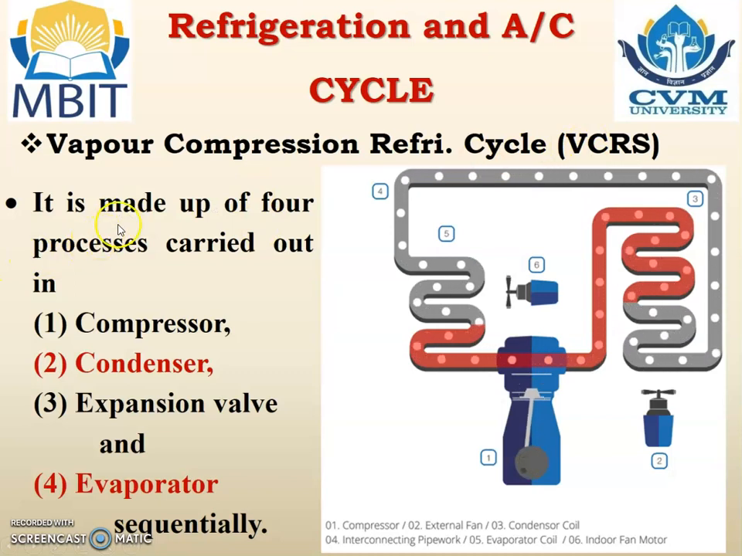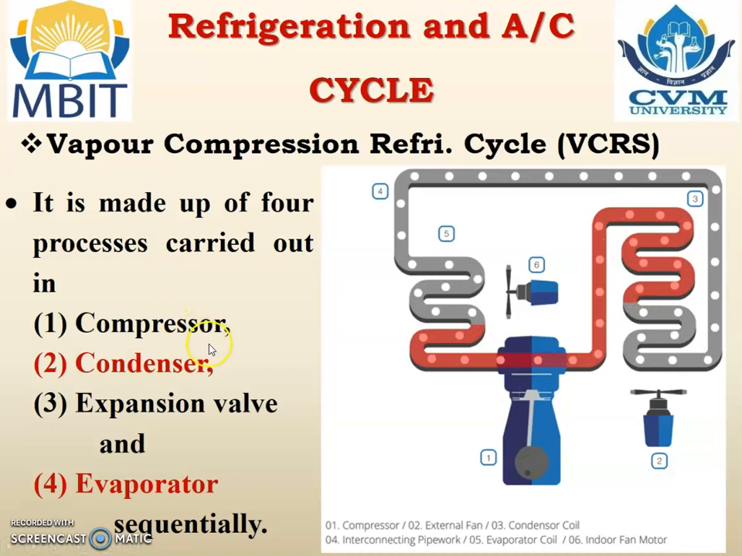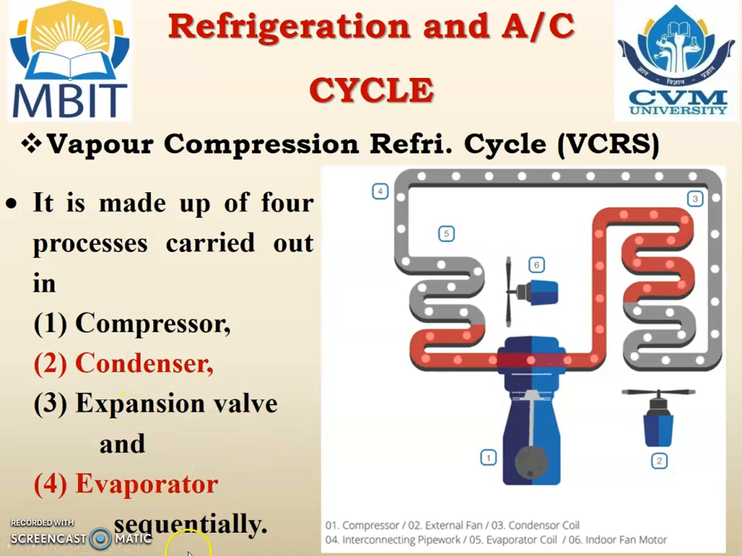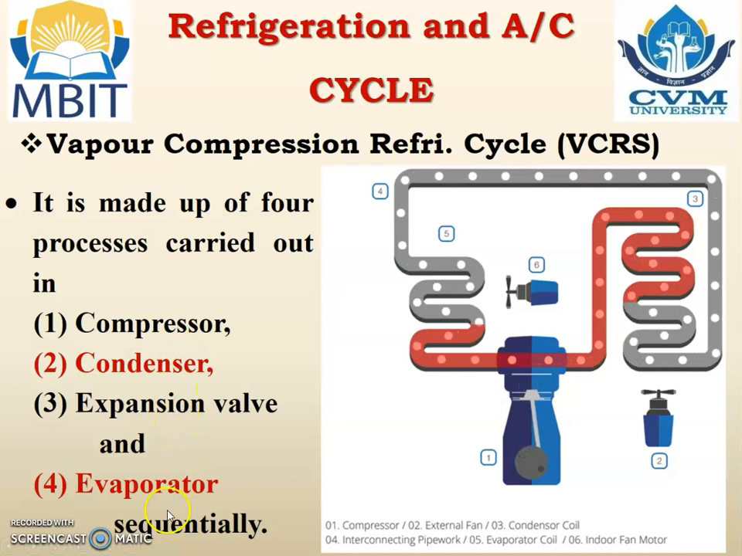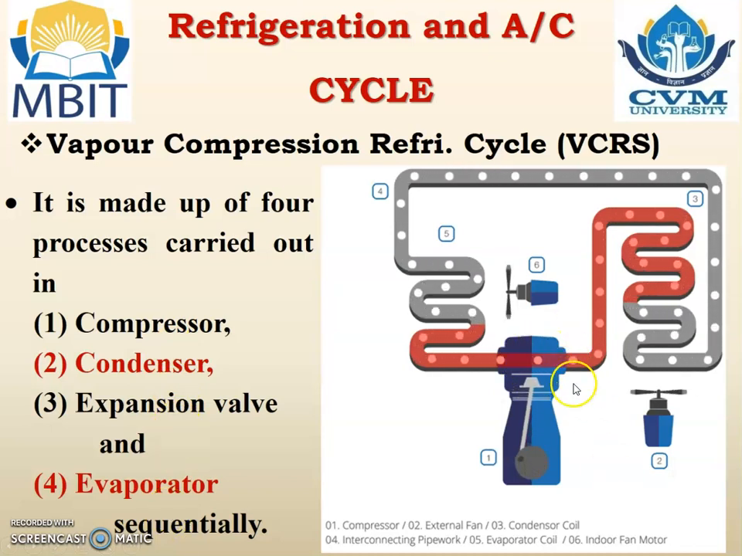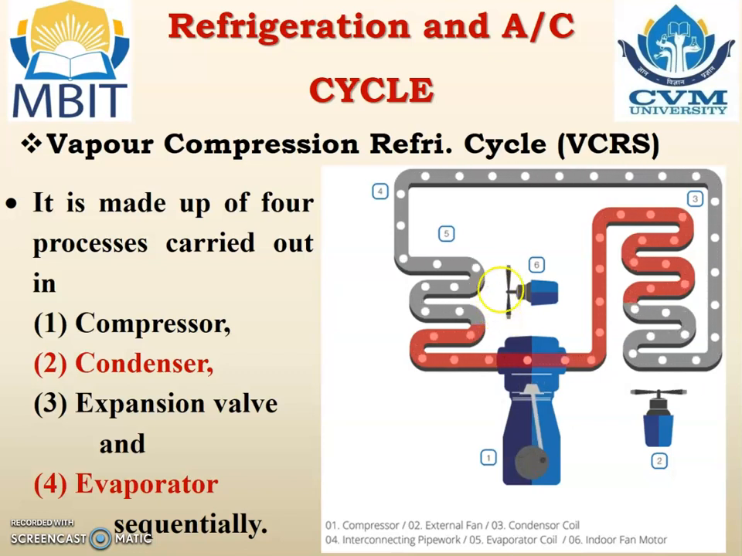VCRS is made up of 4 processes carried out in different components: compressor, condenser, expansion valve and evaporator, sequentially. So the vapor compression refrigeration cycle is carried out in 4 components in sequence: compressor, condenser, expansion valve and evaporator. You can see here there is a compressor. In the compressor, the working medium utilized in refrigeration, that is the refrigerant, is compressed.